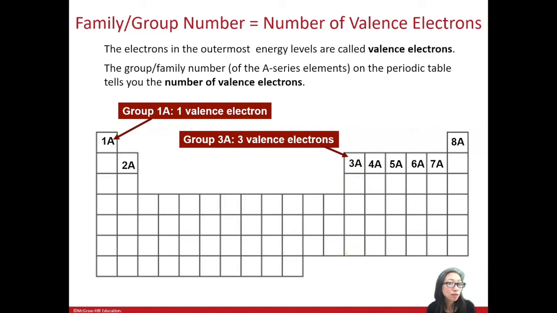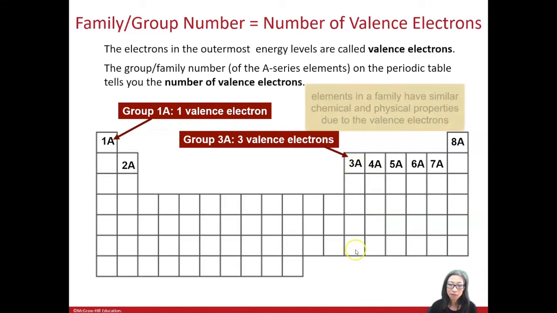Just like human families have one thing linking all of the humans in the family together, their DNA, and lead to, as a result, similar properties. The same is true about chemical families. What links them together is the number of valence electrons, which results in similar chemical and physical properties.